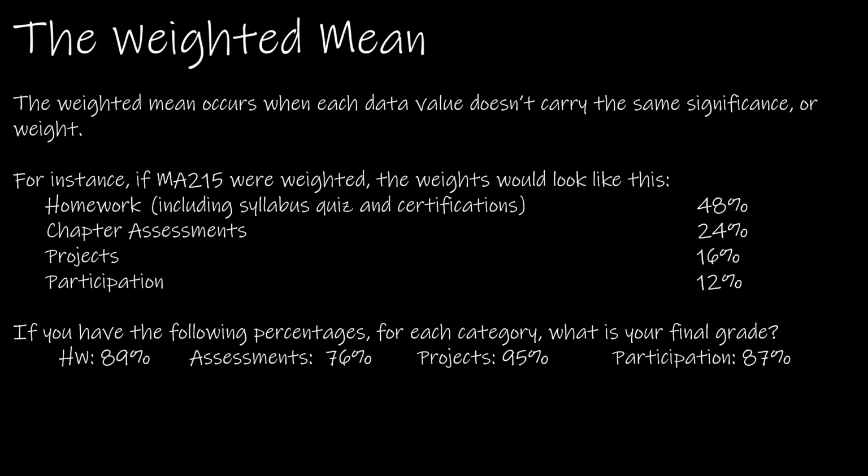Now let's look at a weighted mean. You've probably dealt with weighted means quite often throughout your educational career, and a weighted mean occurs when each data value doesn't carry the same significance or weight. So for instance, I'm sure that you have all read your syllabus and you know exactly how many points everything is worth. This is not a weighted class, and yet it is out of 1,000 points. So if I instead set the gradebook up as weights, these are the weights that would be used.